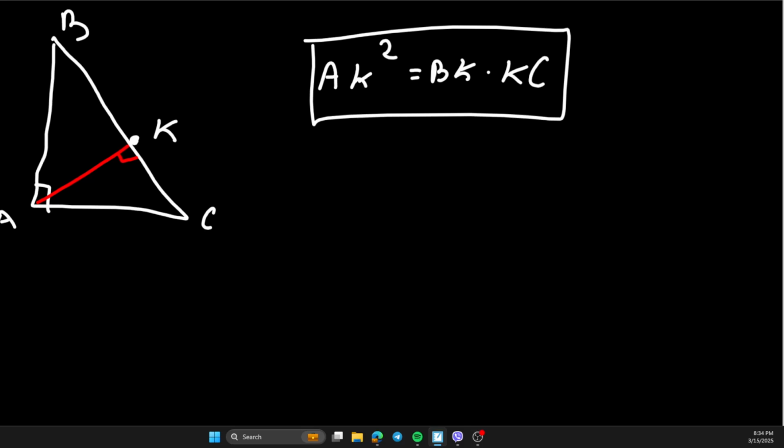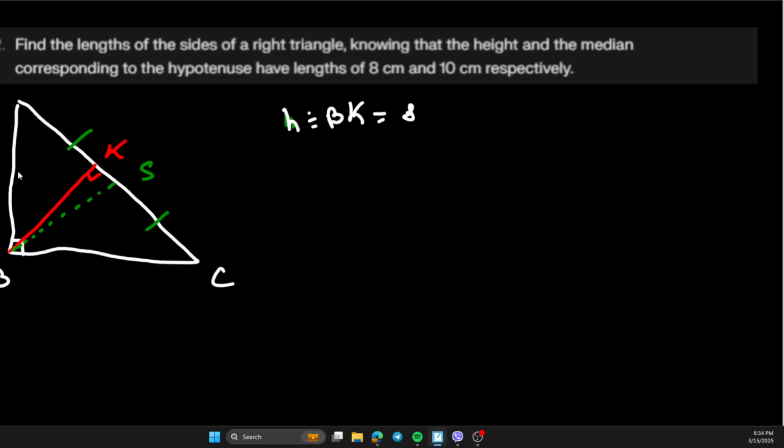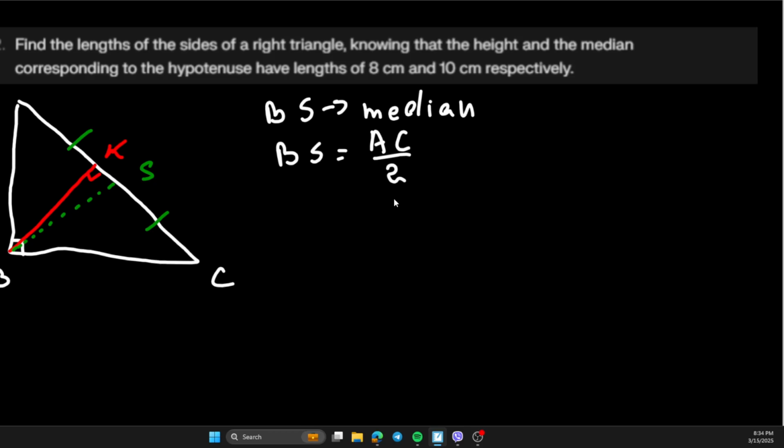Now if we go back to our problem, we know that BS represents the median, right? If it's the median, then BS is going to be half of the hypotenuse, which is AC over 2, right? Now, how long is our median? Our median is 10. So 10 equals AC over 2. From this, our hypotenuse AC is going to be 20. So we found our hypotenuse.